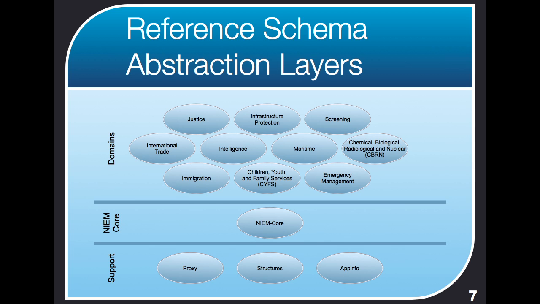So here's a view of the reference schema abstraction layers. And as you can see, there are three main layers we're dealing with. At the bottom as a base is a support layer, and it contains reference schemas for proxy structures and appinfo. Now, what does that mean? Well, we're going to cover that in a little bit. Just so you know right now, those are support schemas upon which everything else is built. Think of it as the infrastructure for the NIEM, the nuts and bolts that work behind the scenes to hold everything together. Just above it is NIEM core.